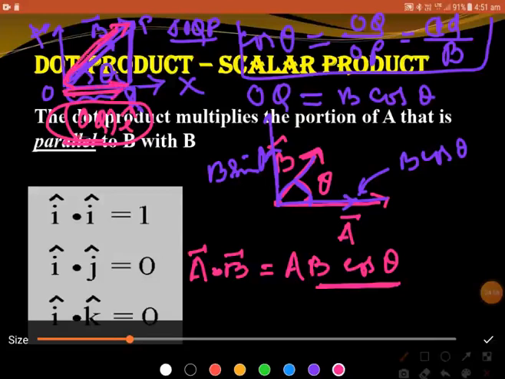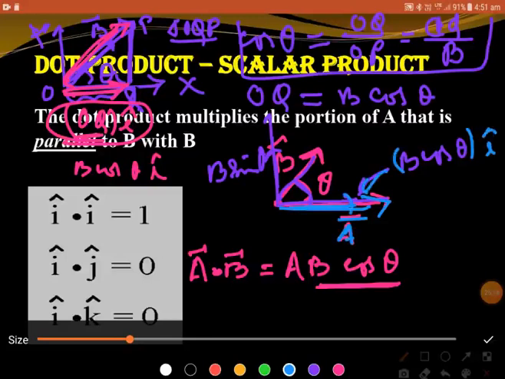So if instead of this OQ, I write it as B cosine theta into I cap, then what happened in this triangle, in this vector? We have taken that A is along here like this, right? And the component of B along this A vector is also here, and it is given by this with I cap here. Got it?